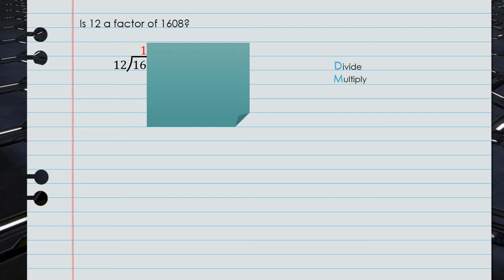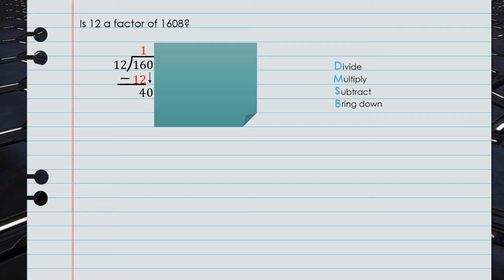From here, what do we do next? We multiply. We multiply 1 times 12, which gives us 12. What do we do next? Next, we subtract. So 16 minus 12 gives us 4. Now from here, what do we do? Well, we bring down the next value, which means I need to move my Post-it. And now we're ready to bring down our next value. Our next value is 0.